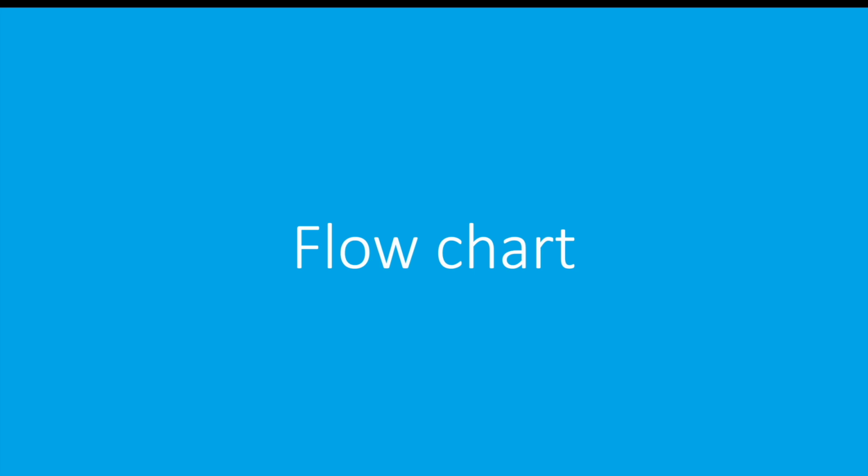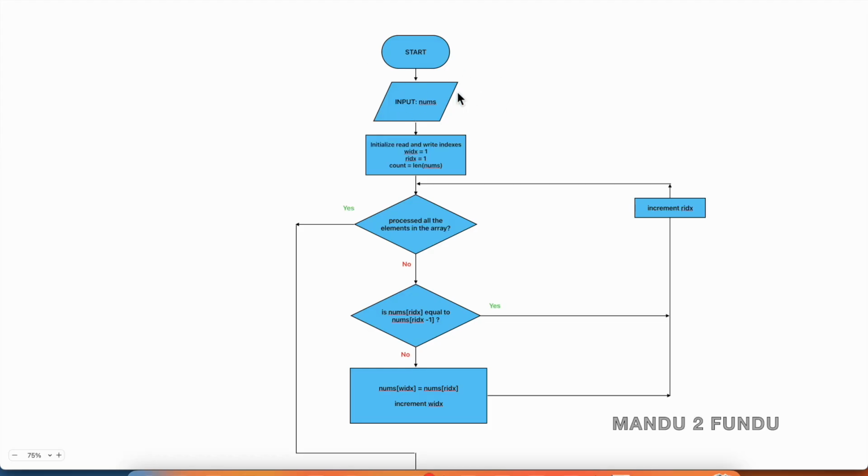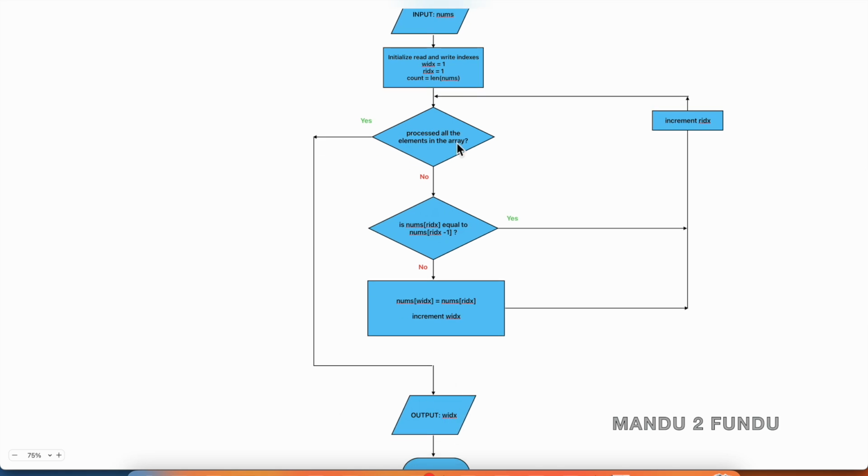Let's look at the flowchart. Input for this procedure is the nums array, and first we initialize the read and write indexes with value 1, and initialize the count variable with the length of the input array. Then we enter the for loop, and we check whether we processed all the elements in the array. If so, we return the write index value. Otherwise, we check whether the value pointed to by the read index and its previous neighbor are the same. If they are not the same, then we have to copy the value pointed to by the read index to the location pointed to by the write index.